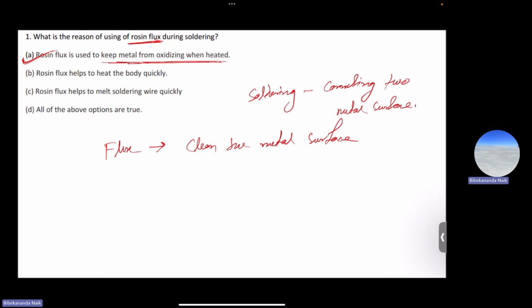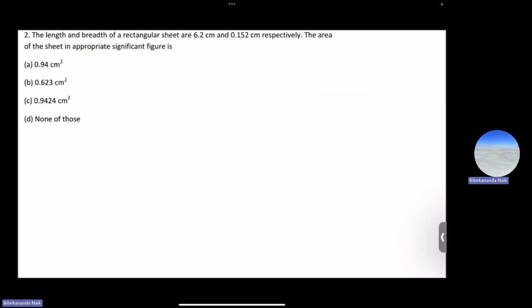So the correct option is rosin flux is used to keep the metal surface free from oxidizing when heated. Option B, rosin flux helps to heat the body quickly, is not correct. And rosin flux helps to melt soldering wire quickly is also not correct. So the correct option is option A, that is, it is used to keep the metal free from oxidizing. Now let's move to question number 2.